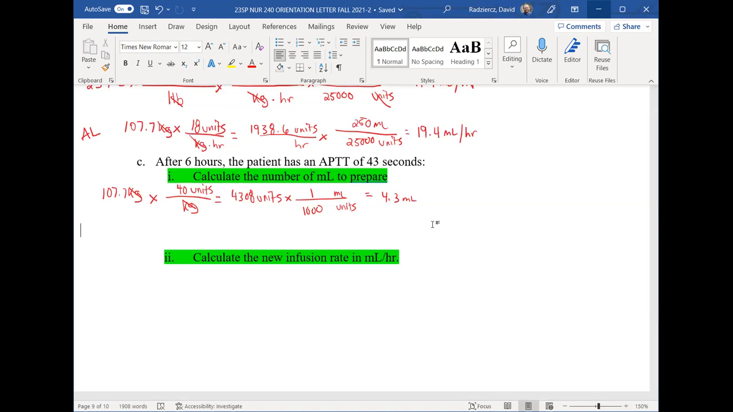Okay. So my bolus dosage strength. Now, if you're like, oh, I got 4.308. Yes, you did. And then we round that to the nearest 10th. Okay.